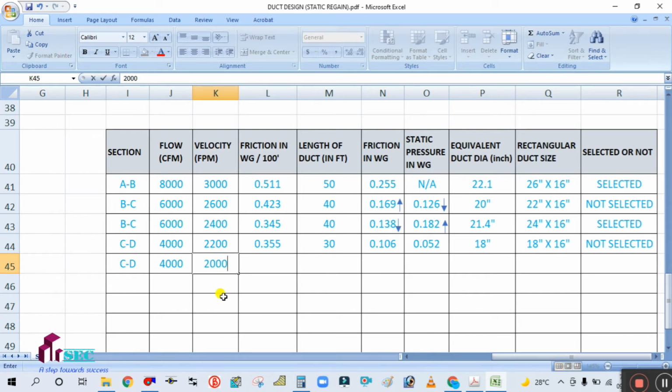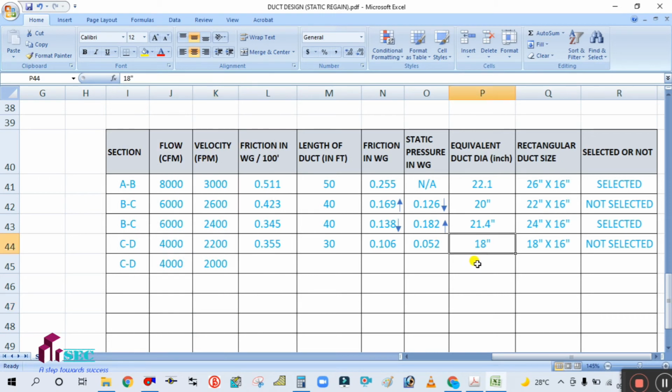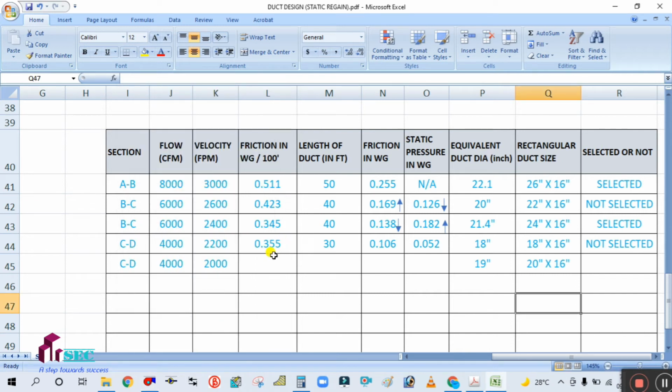Now we have to check with 2000 CFM. Okay, so with 2000 CFM, simply enter here 2000 CFM. In this case, we are getting a 16 inch by 20 inch duct size and round duct is 19 inch. So here is your 19 inch, and duct size is 16 by 20. Here is your 20 inch by 16 inch. 19, we are always considering an even value. And friction loss is 0.277. Okay, and duct length is 30 feet.